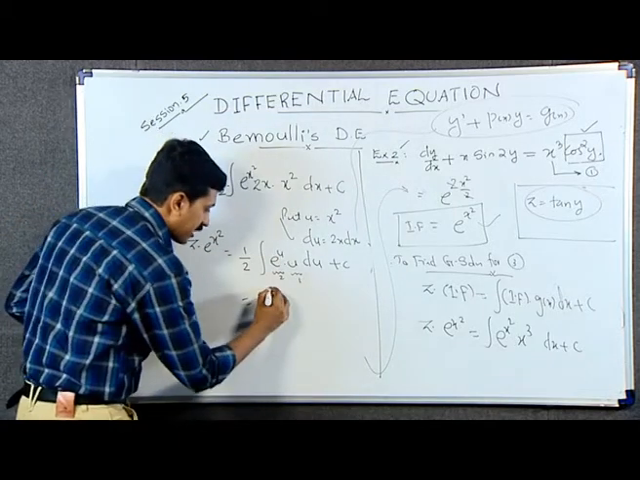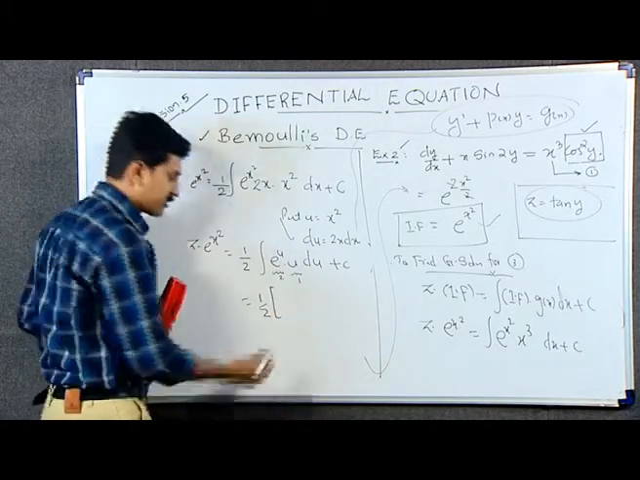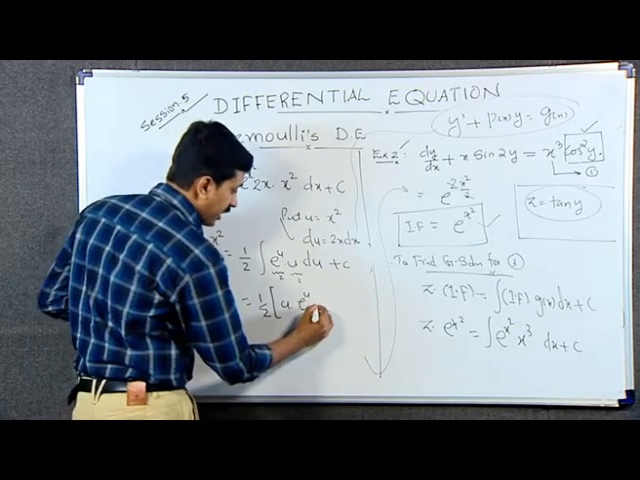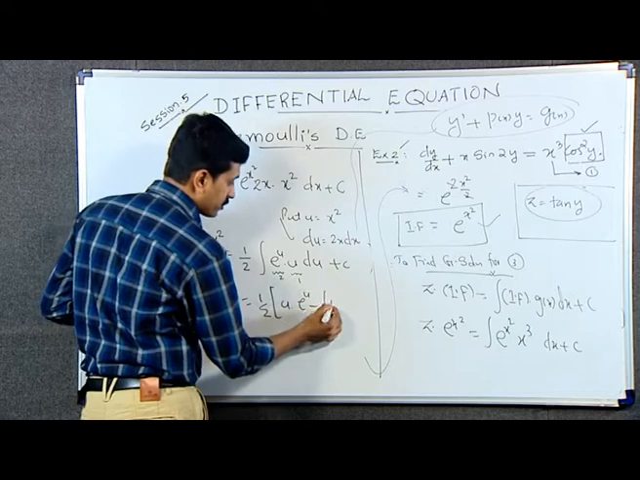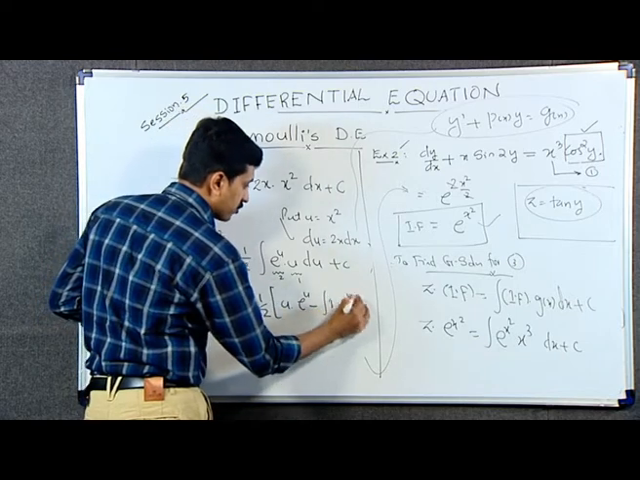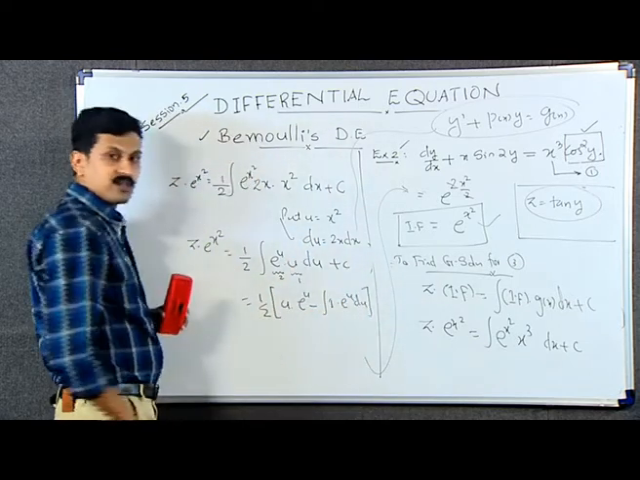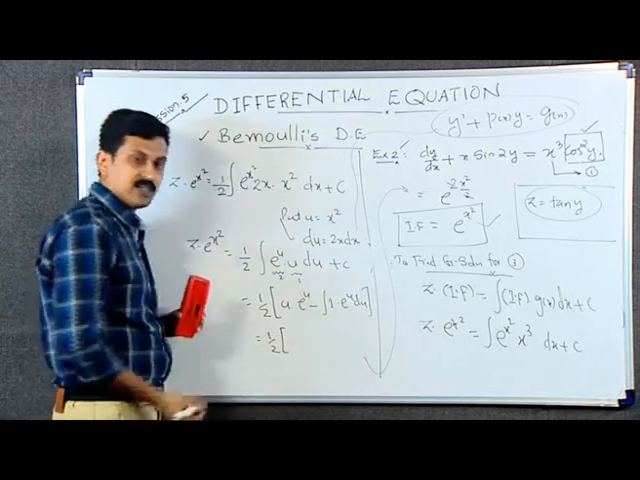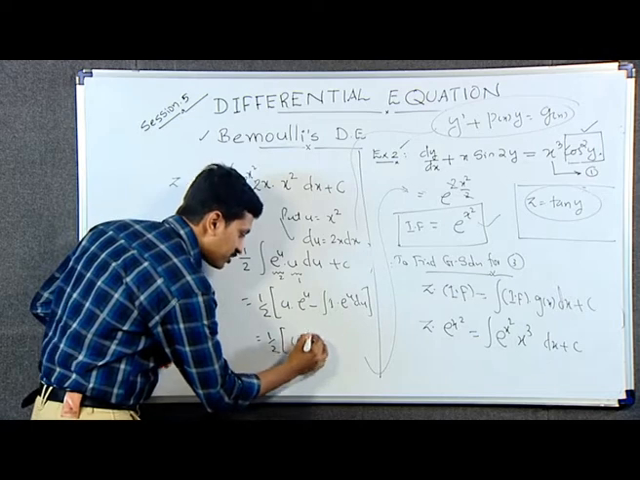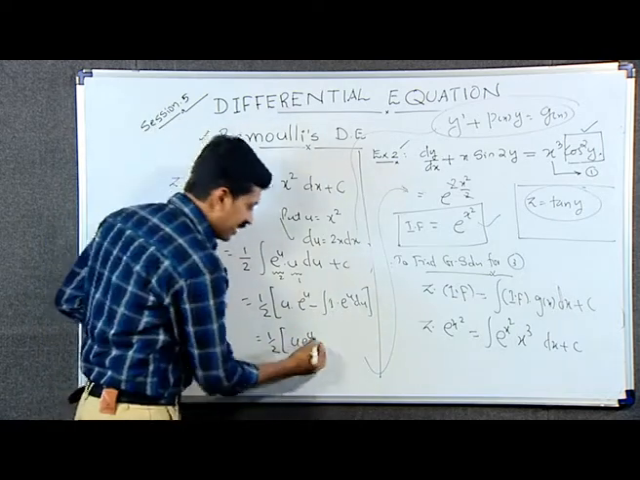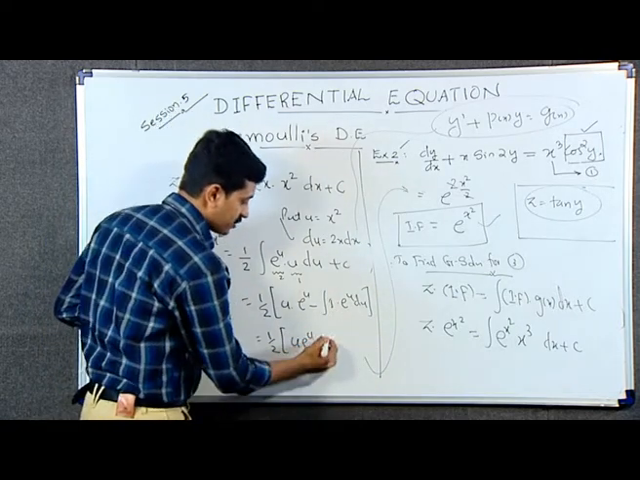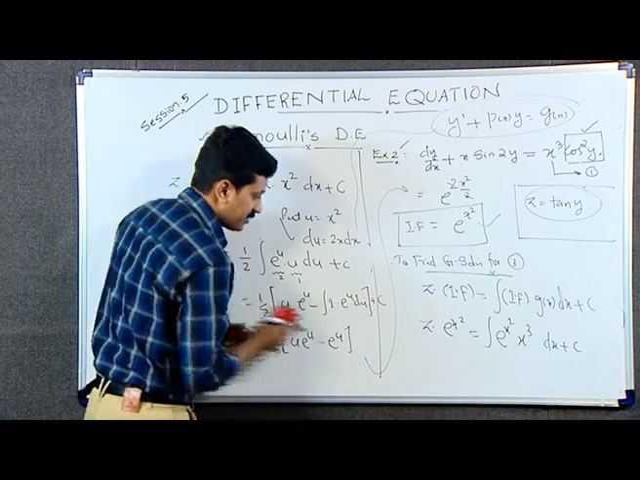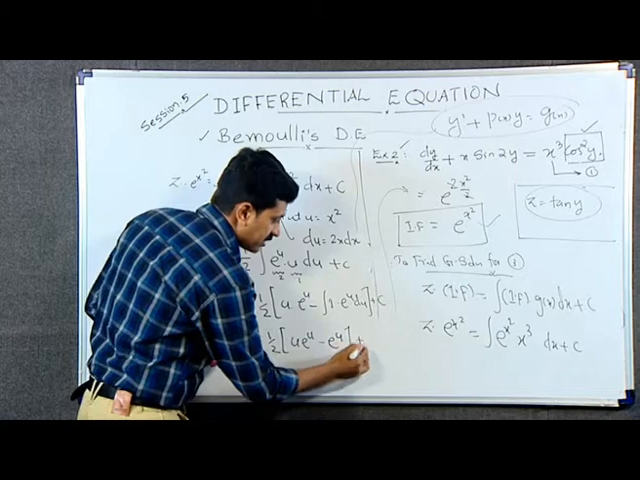By integration by parts formula, we can rewrite this as first function u into integral of e raised to u, minus integral of derivative of u, which is 1, into e raised to u du. Therefore, this is equal to 1 by 2 into u e raised to u minus integral of e raised to u, which is again e raised to u, plus c. I forgot that c is here also.